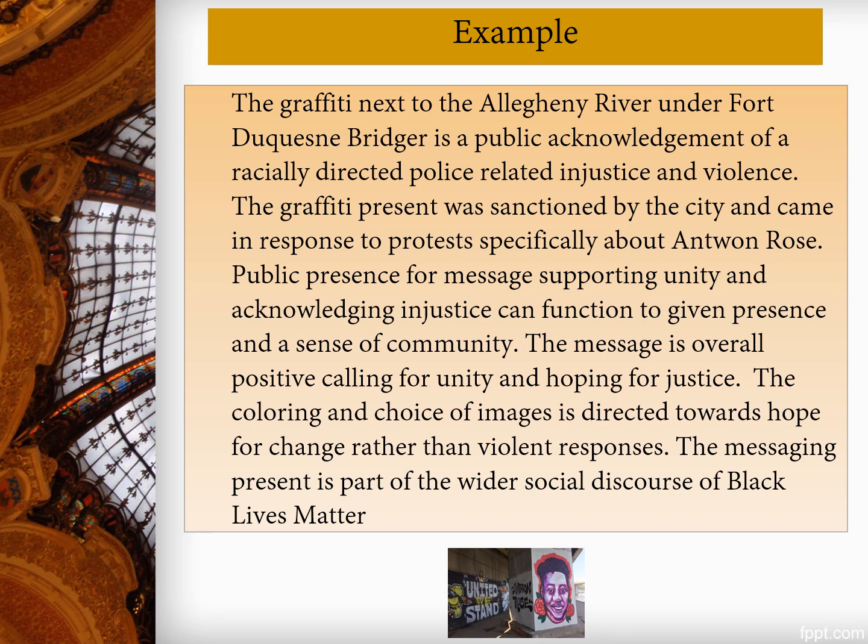The graffiti next to the Allegheny River under Fort Duquesne Bridge is a public acknowledgement of a racially directed police-related injustice and violence. The graffiti present was sanctioned by the city and came in response to protests specifically about Anton Rose. Public presence for messages supporting unity and acknowledging injustice can function to give presence and a sense of community. The message is overall positive, calling for unity and hoping for justice. The colouring and choice of images is directed towards hope for change rather than violent responses. The messaging present is part of the wider social discourse of Black Lives Matter.